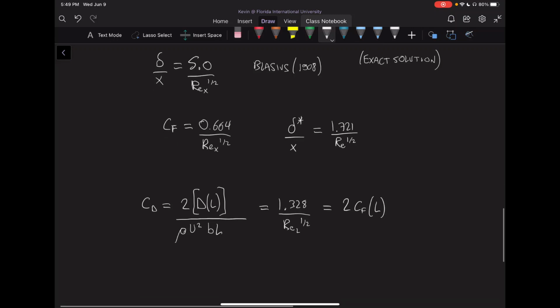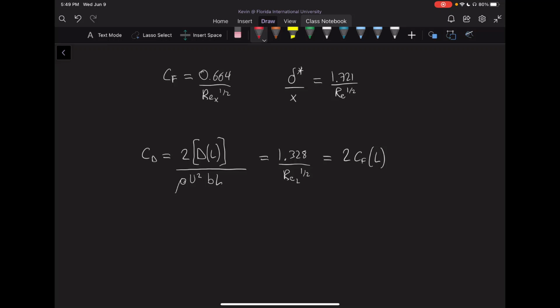And this is also a function of L. Our CF is a function of L. So what we can say, from this equation, is that the coefficient of drag is equal to twice the skin friction coefficient.